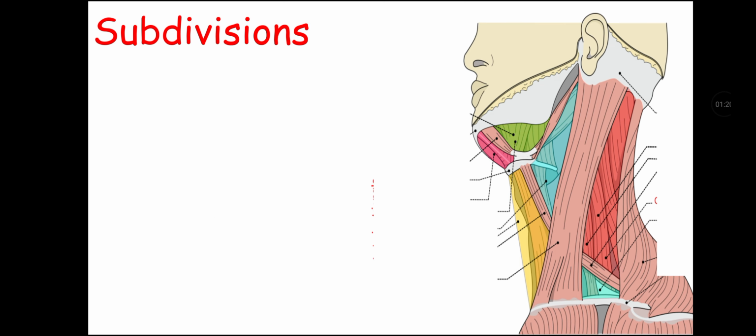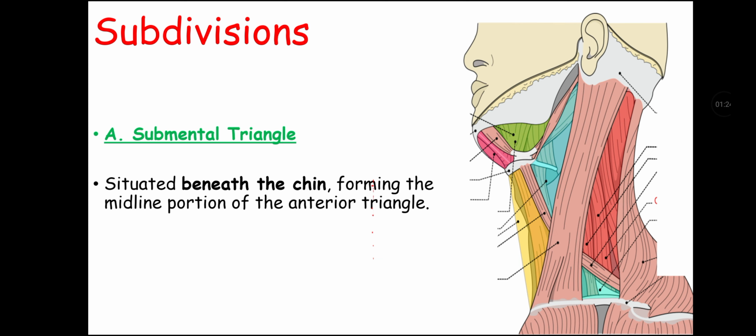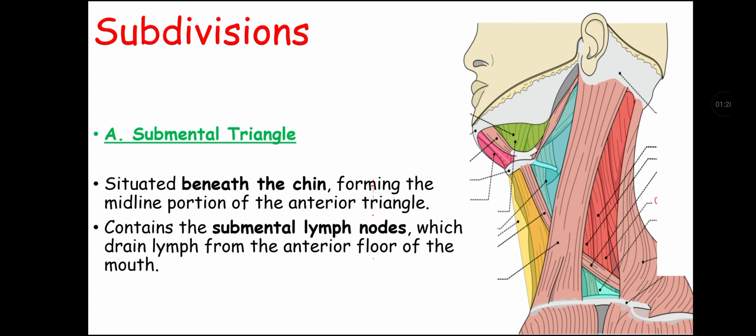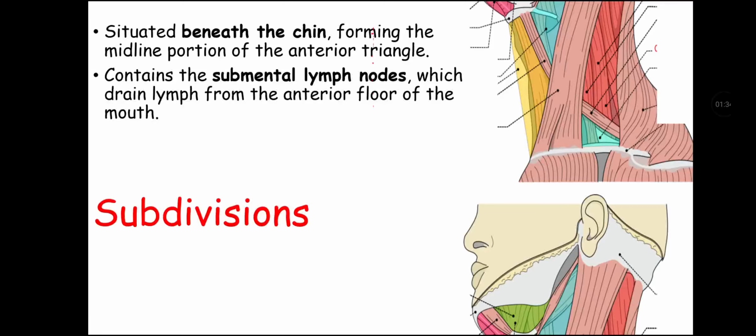Now let's talk about them one by one. First we have a submental triangle that is situated beneath the chin. It forms the middle line portion of the anterior triangle. It contains submental lymph nodes which drain lymph from the anterior floor of the mouth.